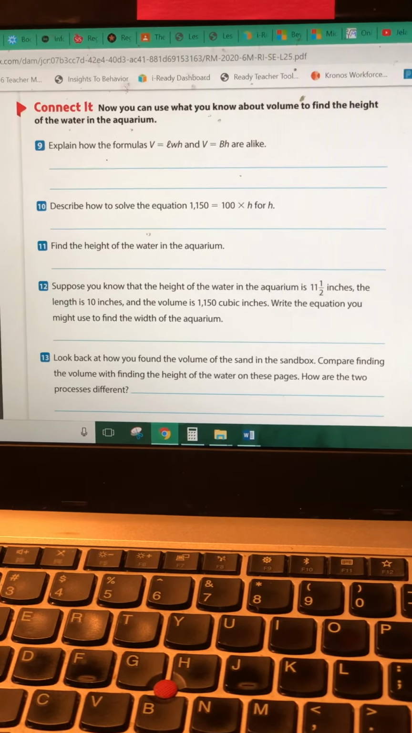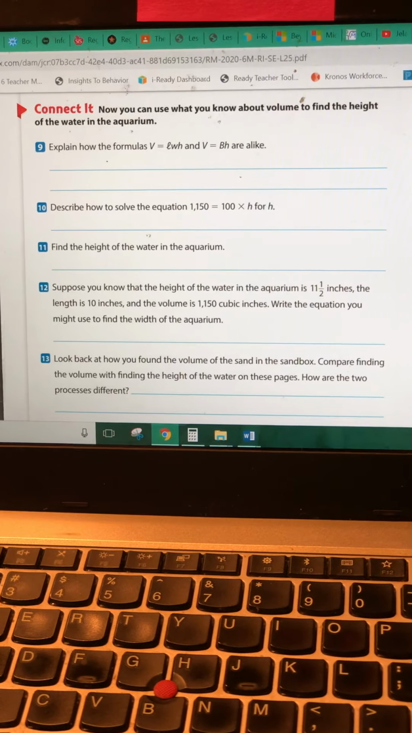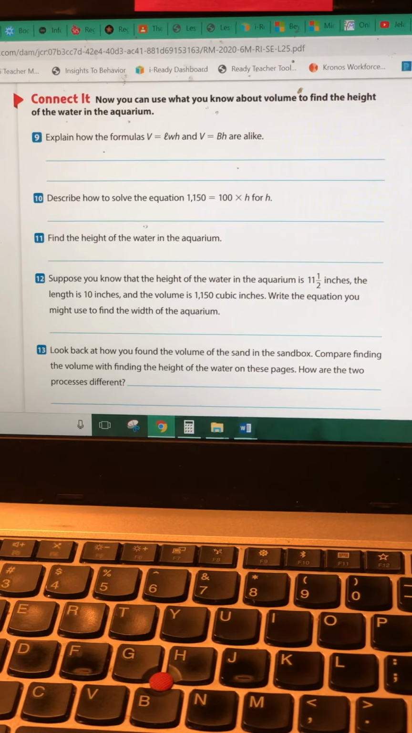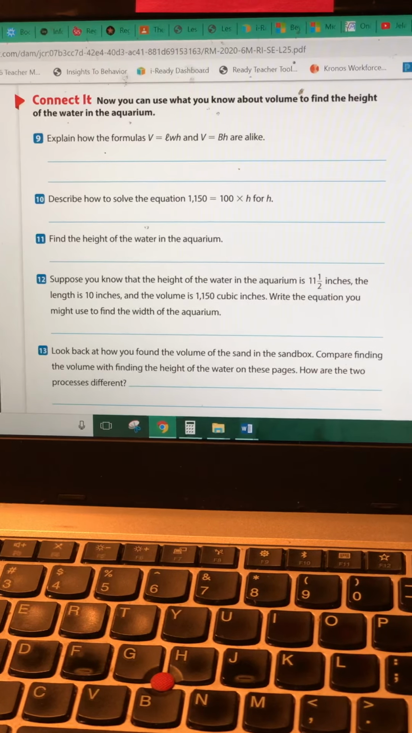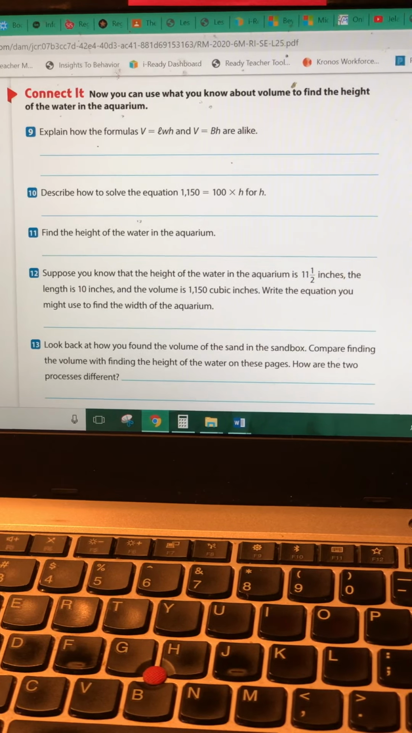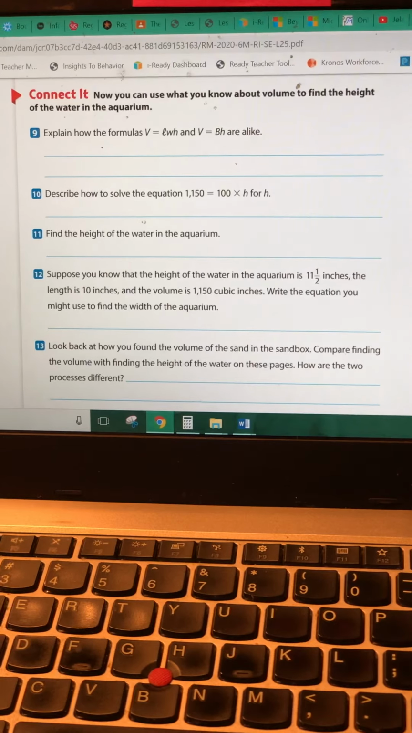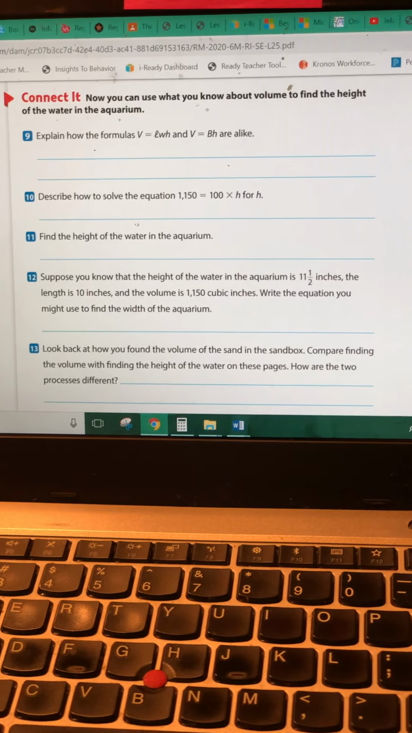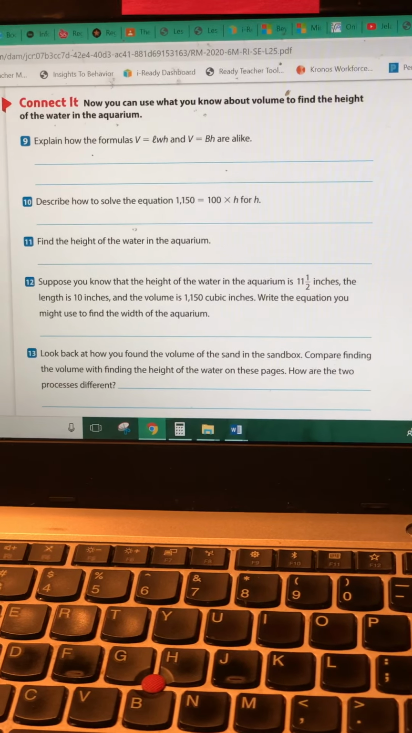So now we're going to start making connections. Looking at number 9, it says explain how the formulas volume equals length times width times height and volume equals base times height are alike, okay? And we can think of that as they are alike because the base is a rectangle and the area of the base, B, is the same as the length times width. Okay, so give me just a moment. I'm going to write that down so that you guys can write it down as well. So give me just a moment, guys.